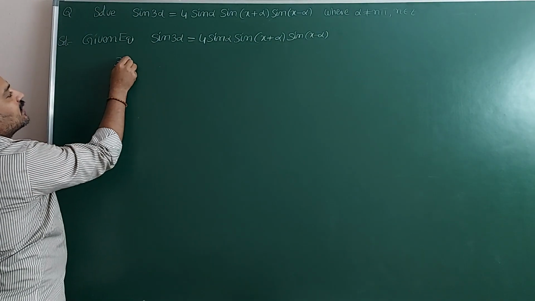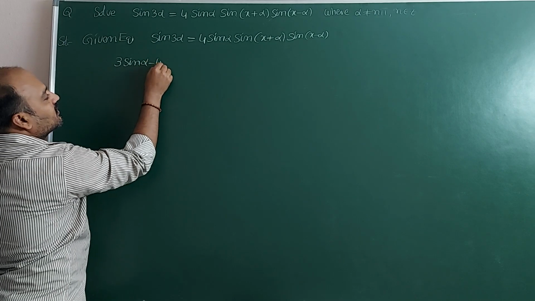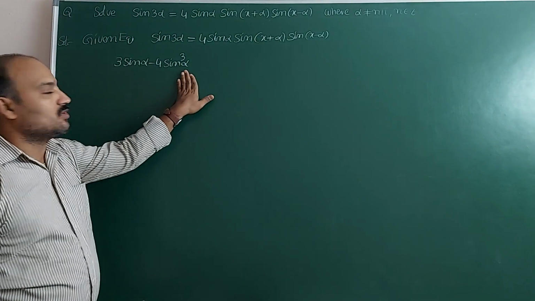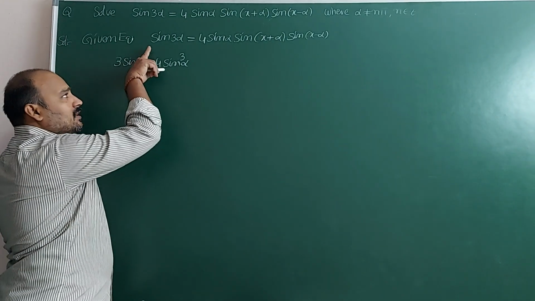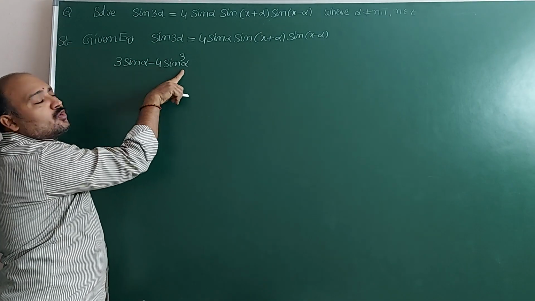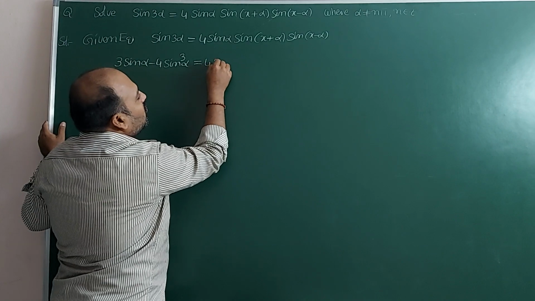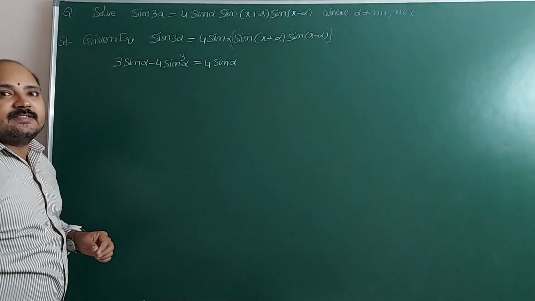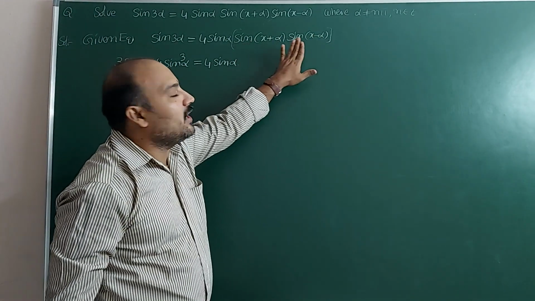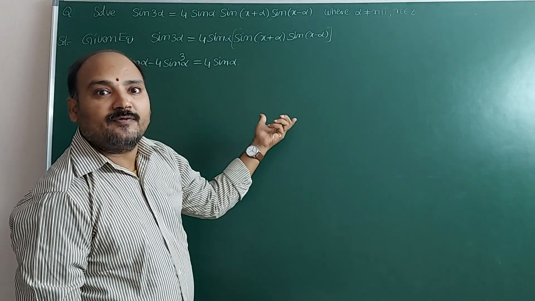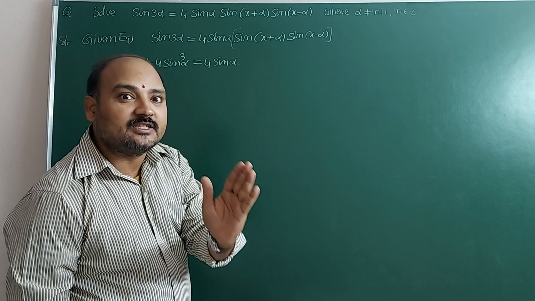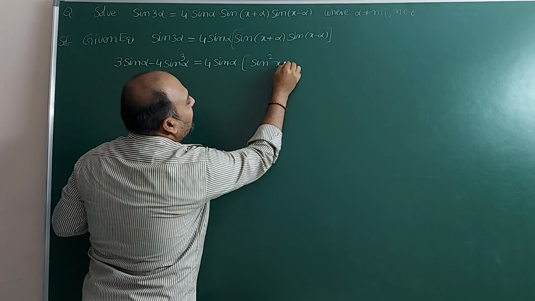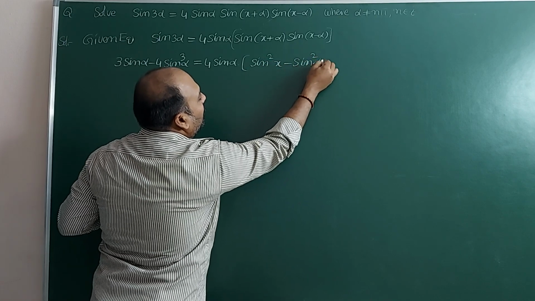Sin 3α is 3 sin α minus 4 sin cube α. This is the formula for sin 3A: 3 sin A minus 4 sin cube A. Once again I will repeat, the sin 3A formula is 3 sin A minus 4 sin cube A, equal to 4 sin α. Now this value is in the form of sin(A + B) sin(A − B), which is sin square A minus sin square B. So it is sin square x minus sin square α.